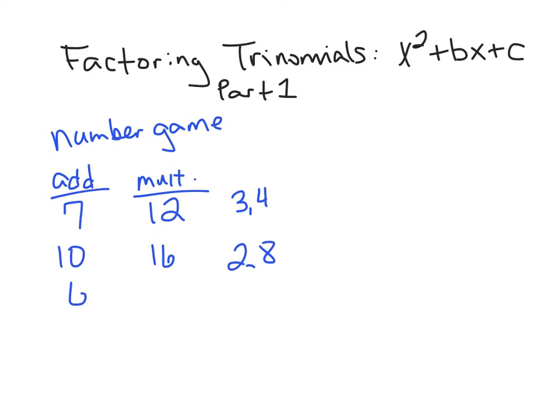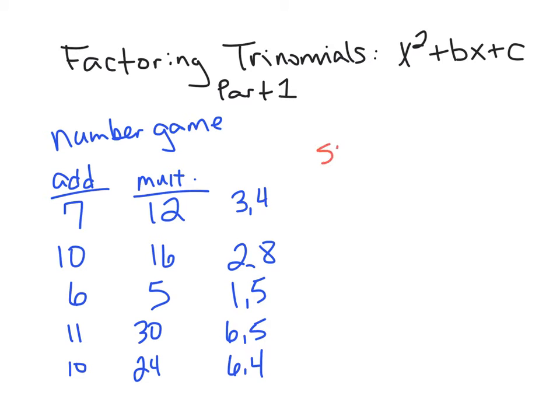I need two numbers that add to be 6 and multiply to be 5. Those numbers would be 1 and 5. Or two numbers that add to be 11 and multiply to be 30. Those numbers would be 6 and 5. Or two numbers that add to be 10 and multiply to be 24. That would be 6 and 4. Okay, so that's what I mean by number game. We're thinking of numbers like this. They add to be something, but they would also multiply to be this other thing.